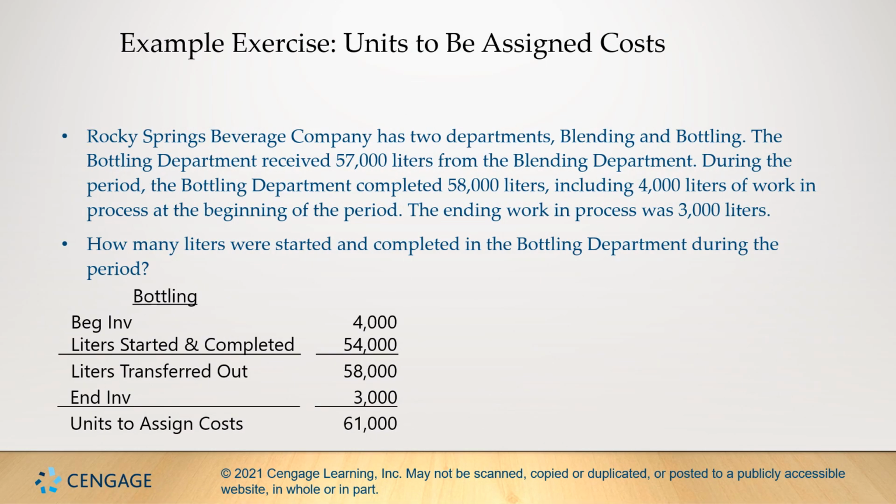It's very important that you commit this formula to memory for process costing. It's your starting off point for just about every problem. If it helps, write it out like this. Beginning inventory plus units started and completed plus ending inventory equals units to be assigned costs. Next, commit to memory that beginning inventory plus units started and completed equals units transferred out. Likewise, units started and completed plus ending inventory equals what we received from the previous department.